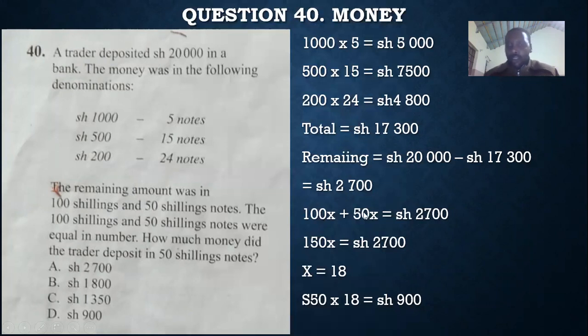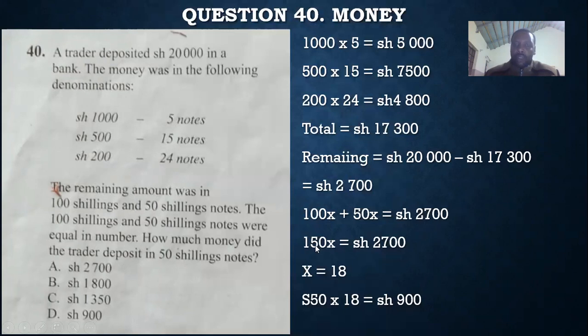And remember, we are told the number of notes for 100 and the number of notes for 50 are the same. So let's call the number of notes X. So we form an equation which says 100X plus 50X equals 2,700, meaning the number of notes for 100 and 50 are the same. That's why we are using X. So 100x plus 50x equals 2,700.